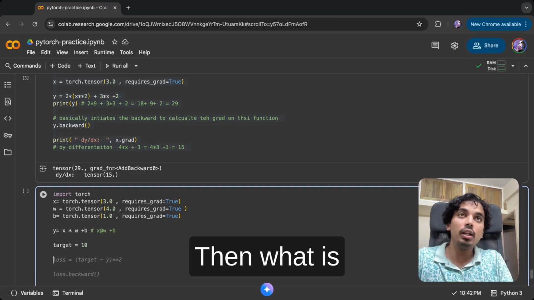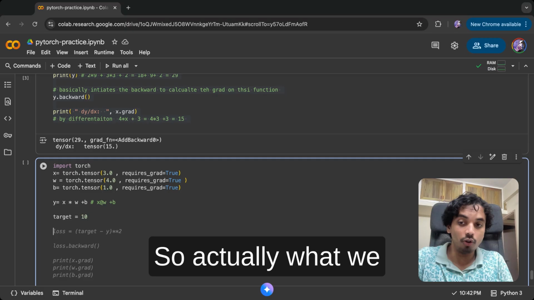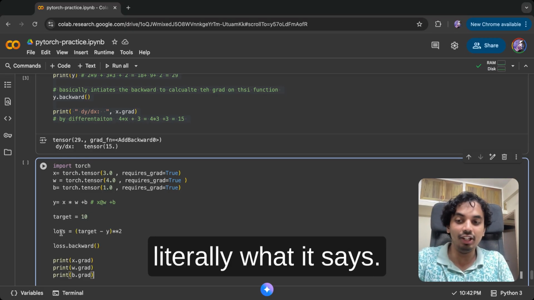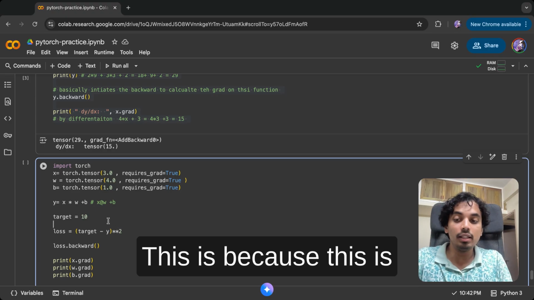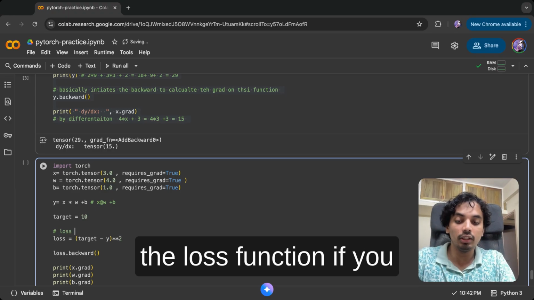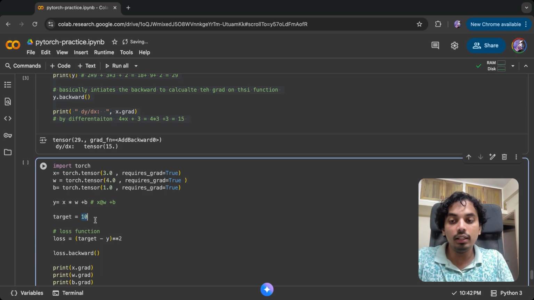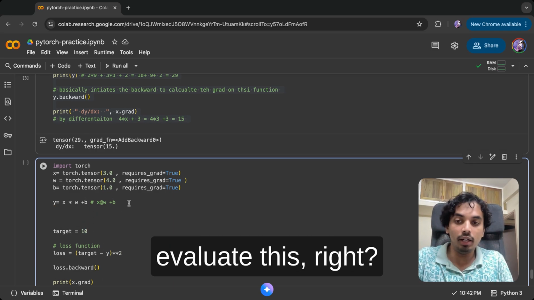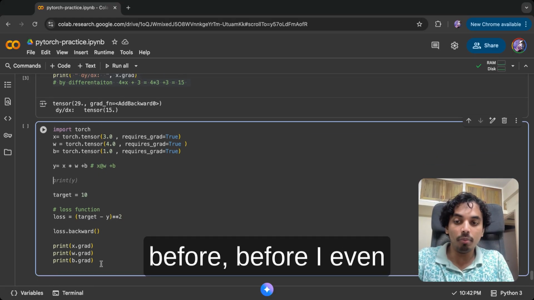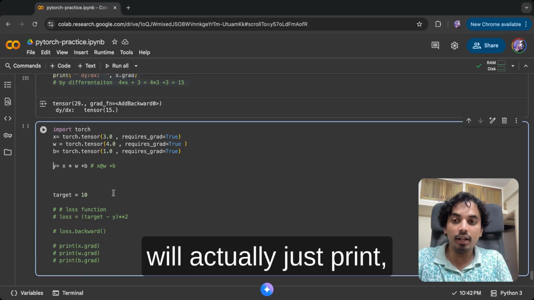Then what is the actual value, what is the loss? So actually what we can do is basically literally what it says. So loss is equal to target minus y the whole square. This is because this is a loss function. If you measure the loss backward, right? Then let's actually just evaluate this, right? So y is equal to this. Before I even print all of this, right? What I will do is I will actually just print x, w, b.